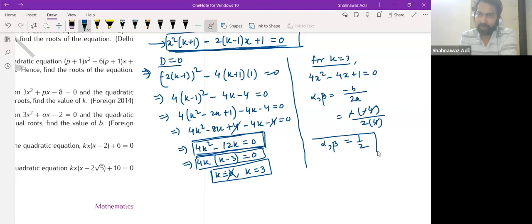Yes, Shaima. Yes, Aisha. So can we do it in this method? Like when we found the equation 4k square minus 12k, can we transpose this 12k to the other side? Yes, of course, you can write it on the other side and you can say that k is cancelling, right?